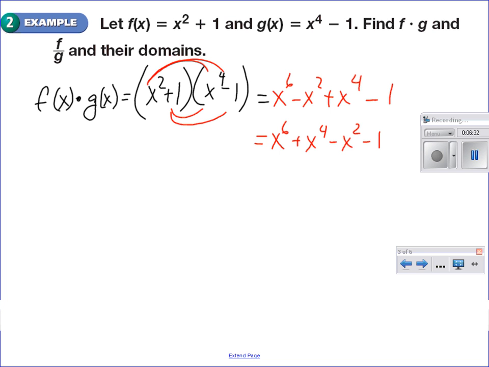And again, domain issues, there are none. This is my answer, and the domain is all real.